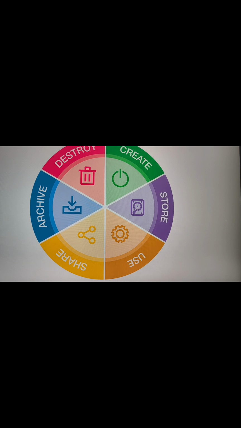The first stage is creation, which is the green section in our pie chart. This is when data is generated or collected. For example, a survey response collected through an online form. Metadata at this stage might include the date, time of creation, the creator's details, and the data format.